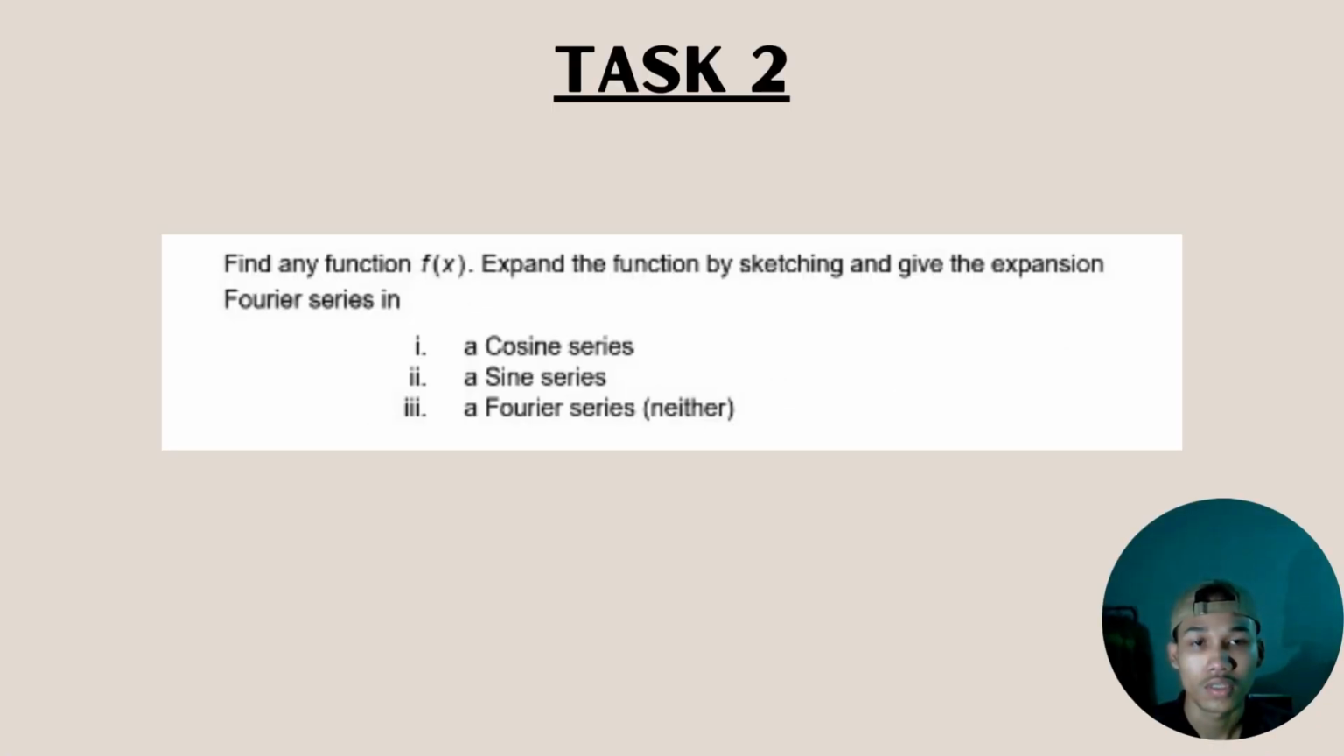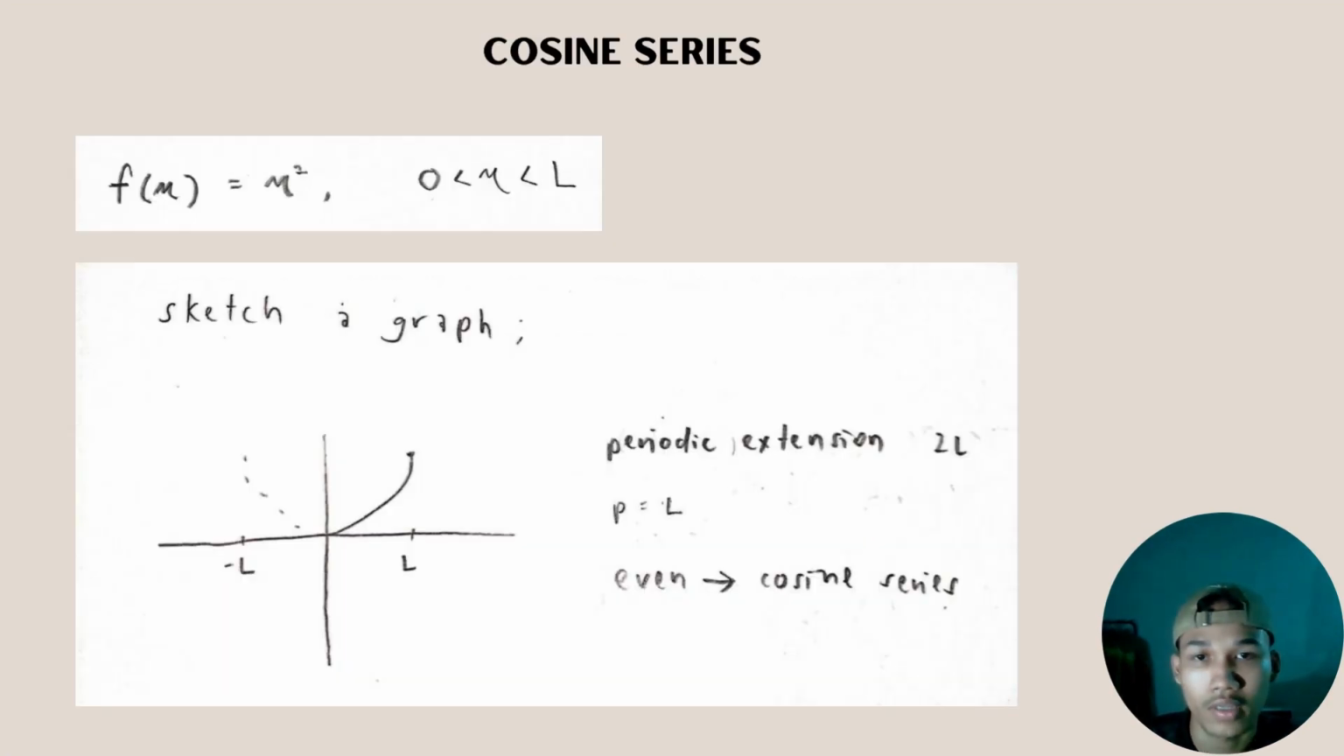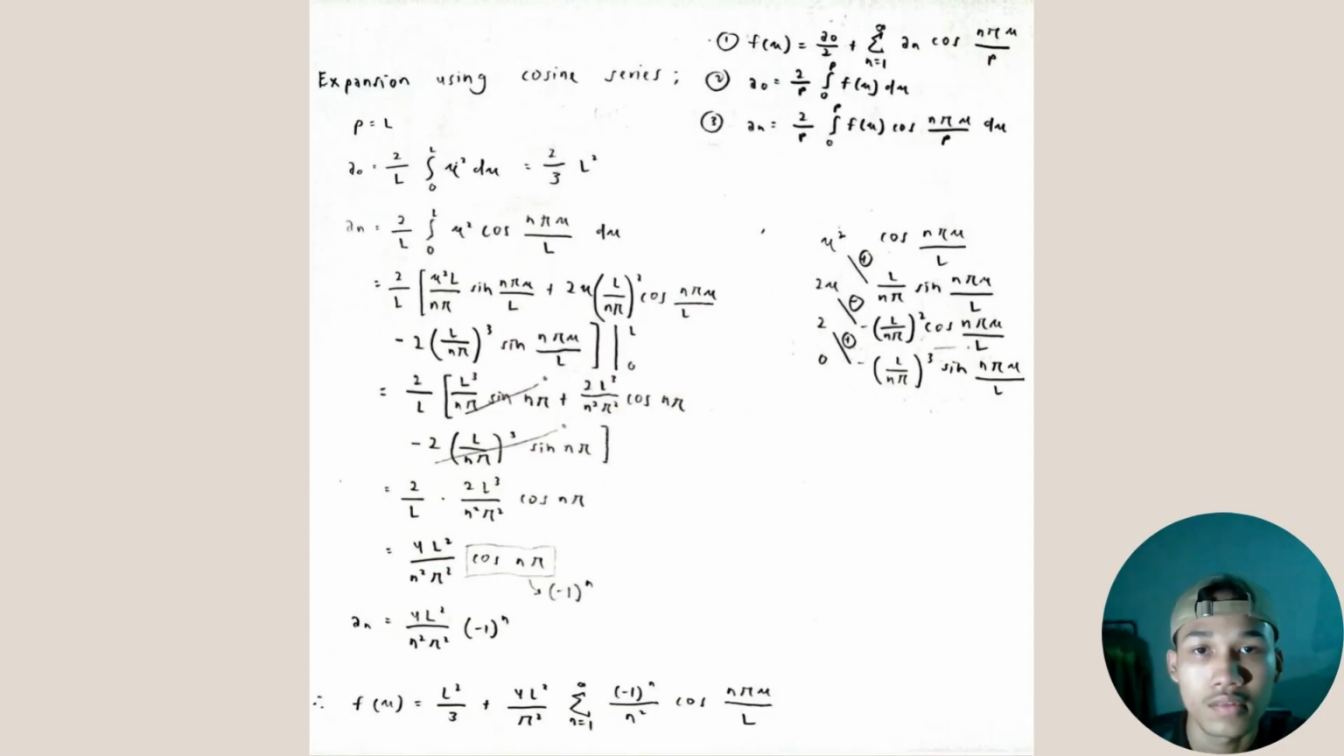So task 2 is to estimate a function, specifically using cosine and sine series. The function is x squared, while the range of x is 0 to L. For cosine series, we can conclude that it is an even function. The periodic extension for the even function is 2L, and P is equal to L. To expand using cosine series, we need to find a0 and an. By using the tabular method, we can get an, and after we get a0 and an, we can define the Fourier series.